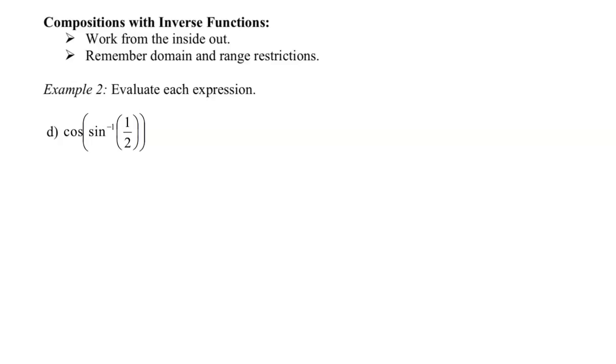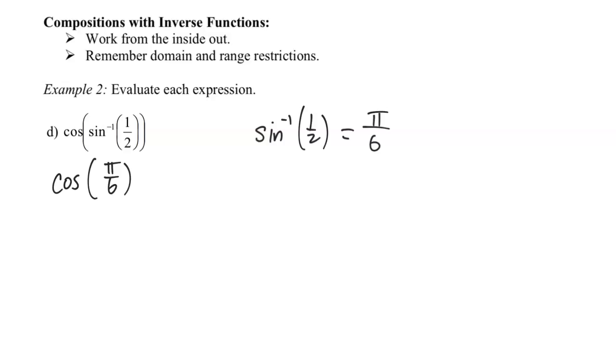Okay, in letter D, the thing that we want to figure out first of all is what sine inverse of 1/2 is going to equal to. And since that's a positive 1/2, I know the answer will come from quadrant 1. And what angle in quadrant 1 has a sine value of 1/2? Well, that would be pi over 6. And so therefore over here, this is going to say cosine of pi over 6. And now applying cosine to pi over 6, cosine of pi over 6 is equal to positive square root of 3 over 2.